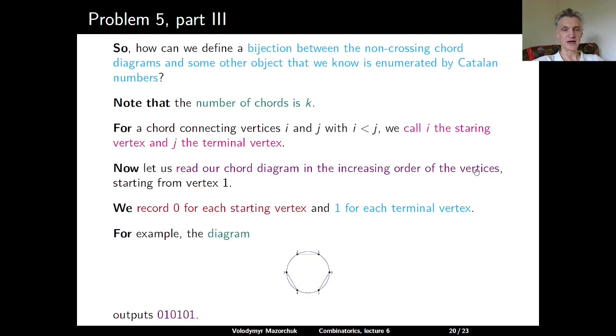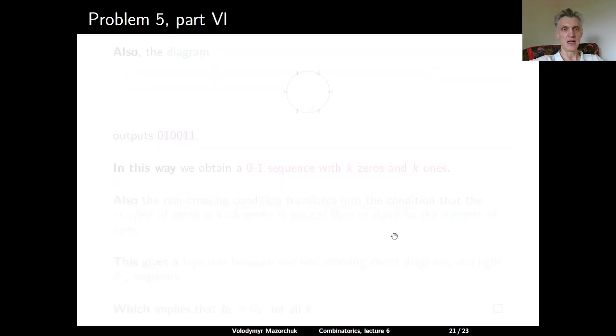For example, the diagram where 1 and 2, 3 and 4, and 5 and 6 are connected will read 0, 1, 0, 1, 0, 1. Because 1 is a starting point, we have 0, 2 is a terminal point, we have 1. 3 is a starting point, we have 0, 4 is a terminal point, we have 1. 5 is a starting point, we have 0, 6 is a terminal point, we have 1.